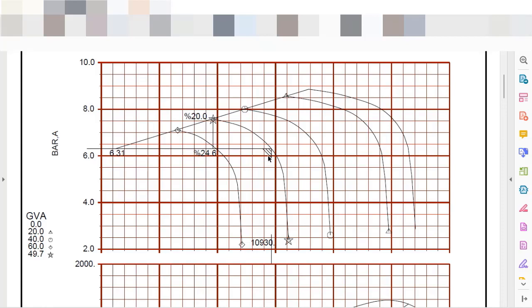And in the operating point at 10,930 normal cubic meters per hour, I have a guide vane opening of 49.7. So this is my operating range, and based on that I reach the desired discharge pressure.